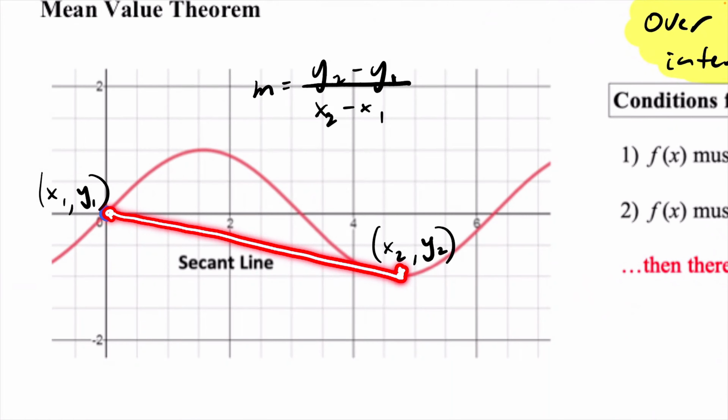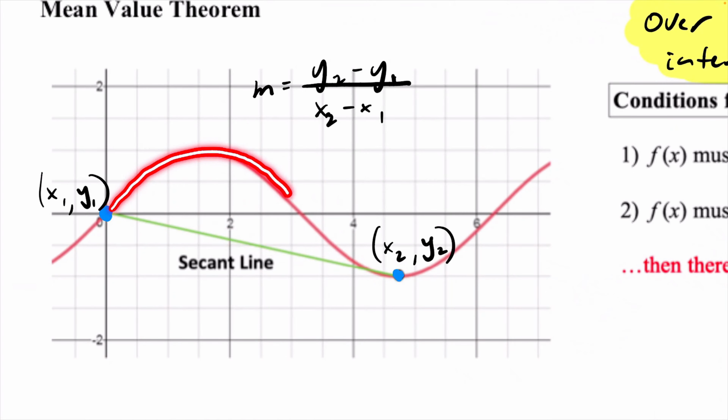I have no idea what it is, but let's say it's -0.5. What the mean value theorem says is, somewhere along the path, at least once, I will have the same slope. Think of this, I'll give you guys an actual application of this.